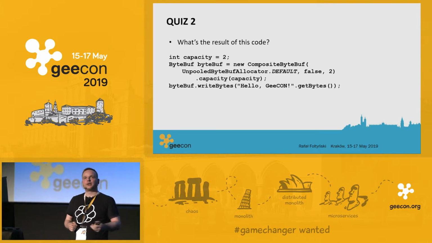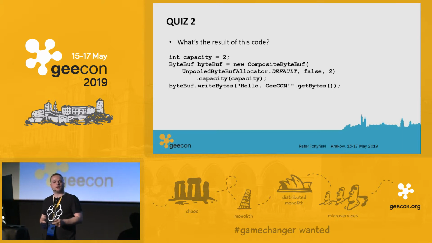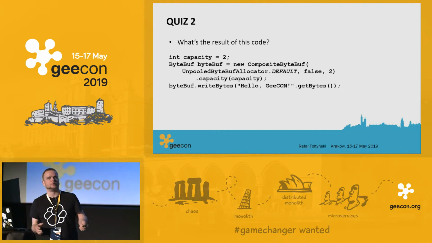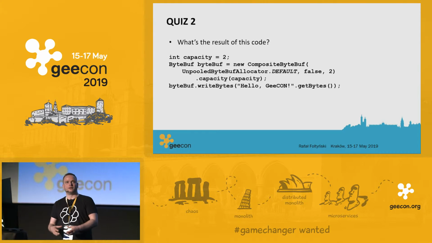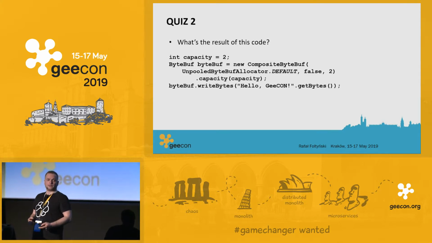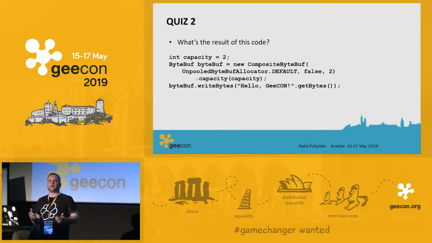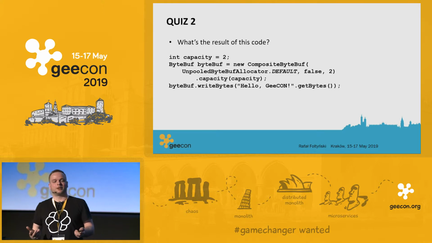All right, so we initialize the buffer with the size of 2 bytes, and then we write "hello GeeCON" into it, which is of size of 14 bytes. But the composite byte buffer will dynamically resize, never throwing any errors. I thought that's the perfect buffer that I'd like to have. Why would I ever want to write my own? Good stuff.